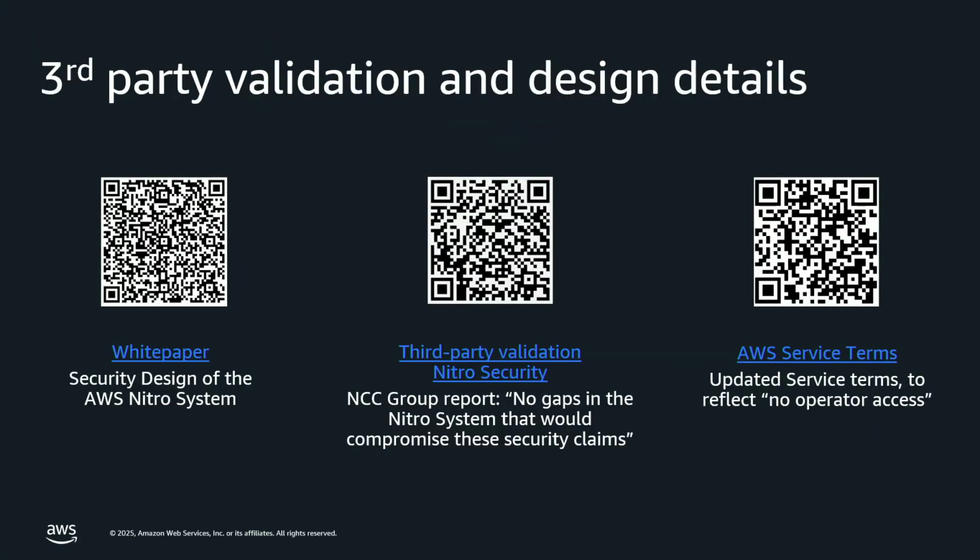And if you want to know more about how this whole concept works, there's a very nice white paper that we wrote on how the Nitro model works and how the overall system is designed. We even validated that whole design and approach with the NCC Group, an external assessor, that validated that there are no gaps in the Nitro system that would compromise these security claims I was laying out earlier. And we are so confident about that stance that we even included in our terms of use that we do not have operator access into your EC2 instance.